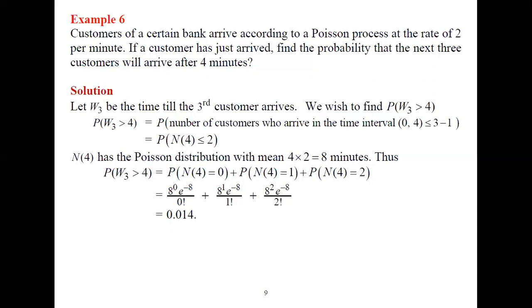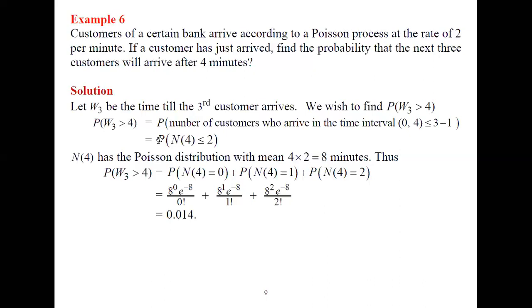The 1st customer may be before 4 or after 4. We are not sure. The 2nd customer may be before 4 or after 4. But the 3rd customer, we know it came after 4. But we are not too sure about the arrival time for the 1st and the 2nd customer. So the number of customers who arrive in the time interval 0 to 4 could be 0, it could be one or two. Have you seen it?